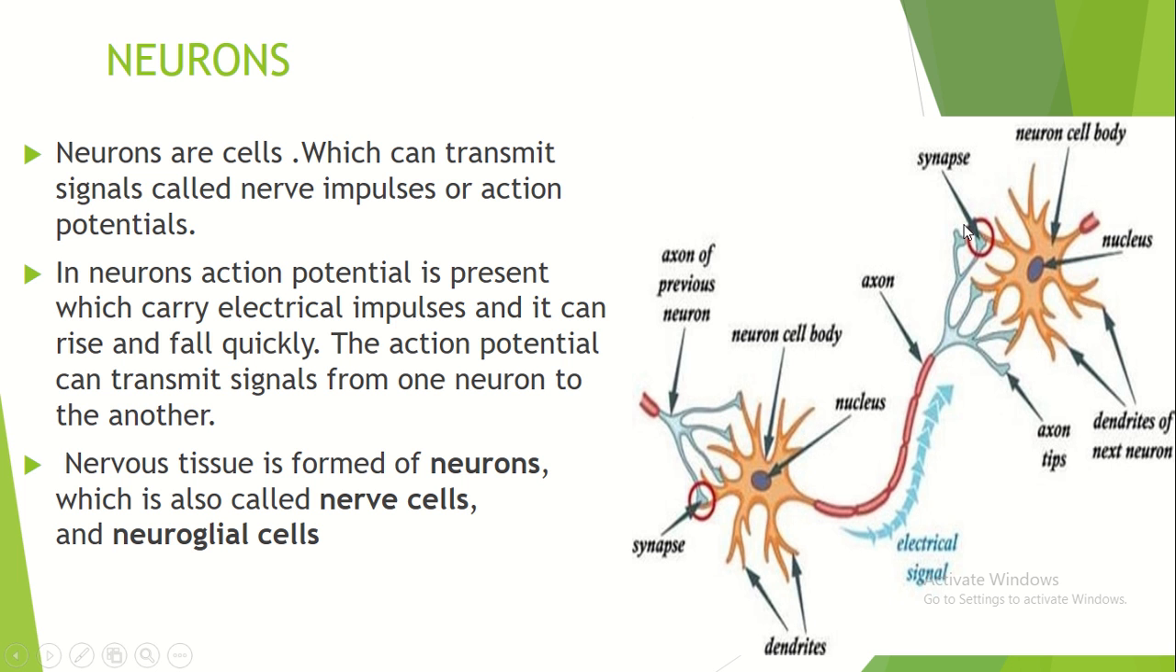Here a synapse is being formed. A synapse is the place where two neurons get connected. This is the neuron cell body. The center one is the nucleus, and the projections are called the dendrites. The electrical signals are carried through the axon, which is the continuation of the neuron cell body.